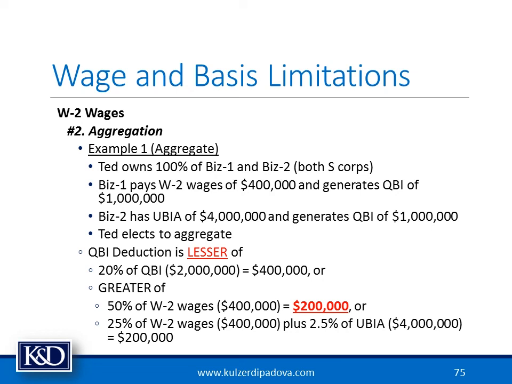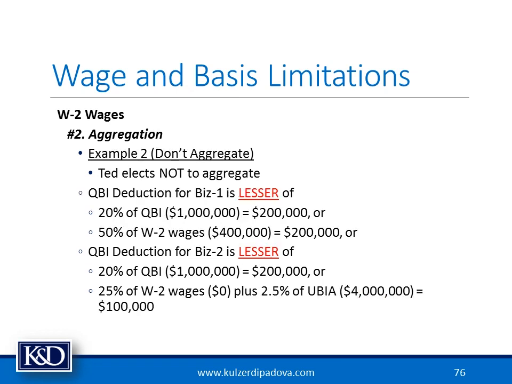Since you get the lesser of the two, his QBI deduction is limited to $200,000. Well, we're going to do the same example, except now Ted elects not to aggregate. So you're going to calculate the deduction separately for the 2 businesses. For business 1, which had $400,000 of W-2 wages, half of that is $200,000, which is the same as the QBI deduction for business 1, which had $1 million on its own, of $200,000.